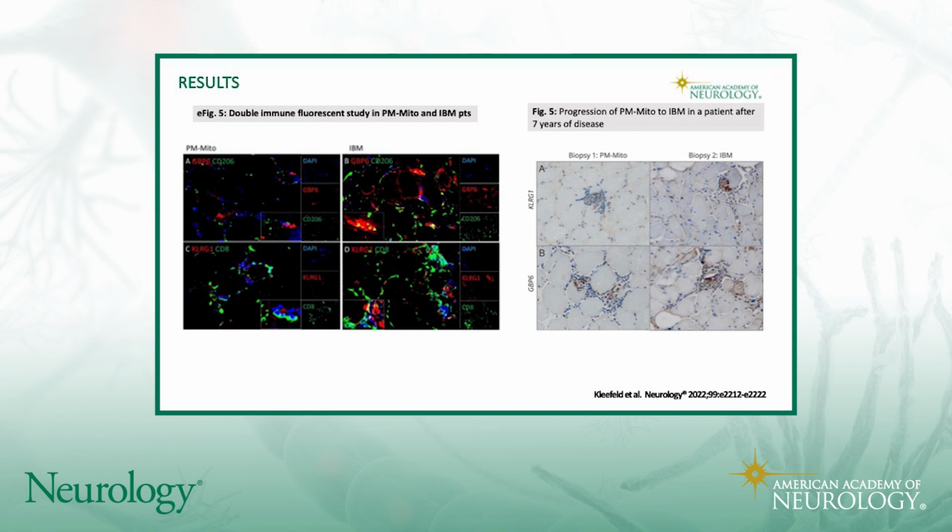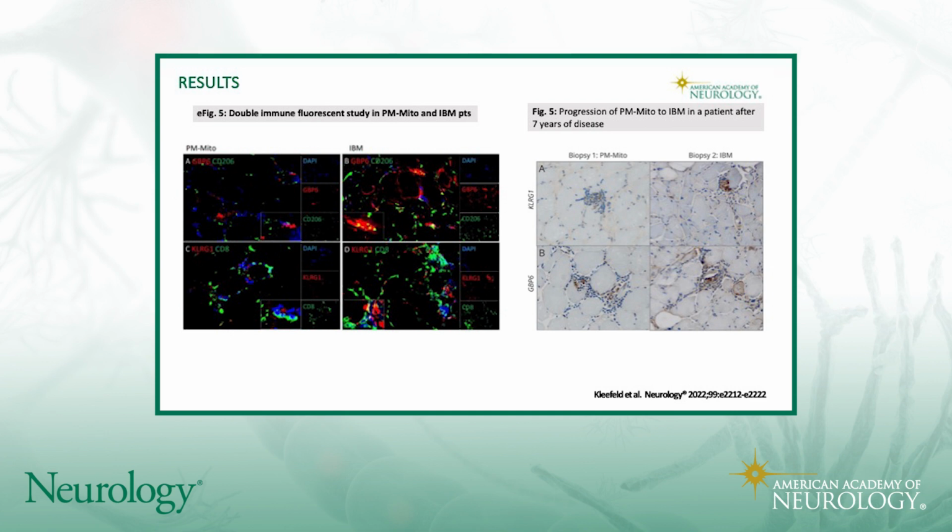So they conclude that the GBP6 co-localizes with macrophage cells, and the KLRG1 co-localizes, not surprisingly, with CD8, which is the marker of the cytotoxic T cells, right? And this colocalization is much more pronounced, as you can see in the muscle biopsy of the patient with inclusion body myositis than in the muscle biopsy of the patient with PM-Mito. So the expression of these markers is much more pronounced in the patient with inclusion body myositis.